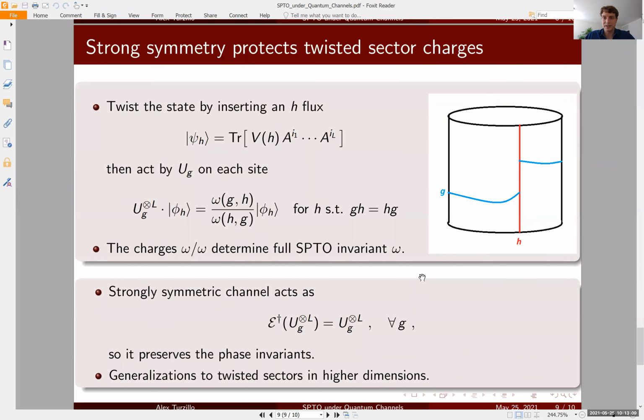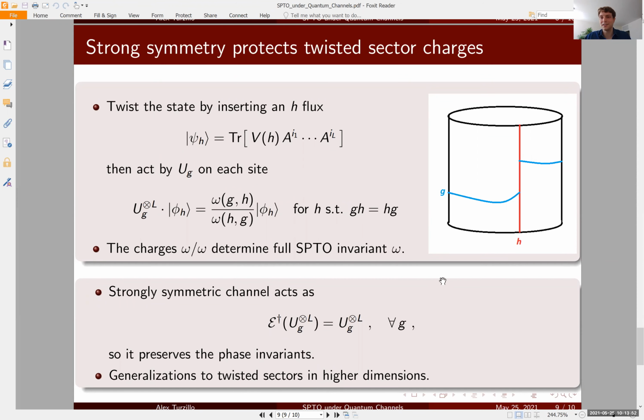I also should mention another perspective on measuring SPT order. So instead of dealing with string operators, one can insert a flux on a loop of the system and then act on that twisted sector state with the symmetry. The result is some charge, which is a ratio of omega GH and omega HG. That ratio determines the entire cocycle. So in this context, the order parameter is just the action of the symmetry on every site. So it's even simpler to see that a strongly symmetric channel preserves this.